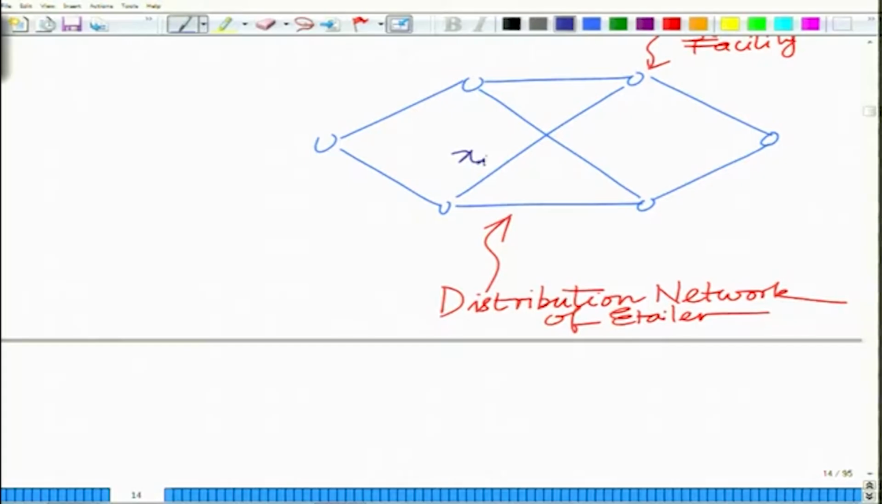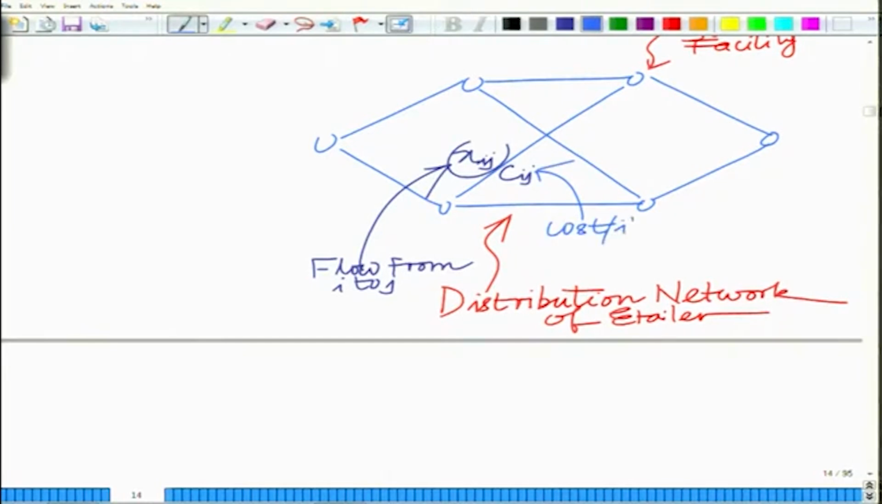So, Xij denotes the flow from hub i, or node i, to node j, and each flow has a cost. Cij is the cost per item of the link or the path between i and j. So, you have Cij, which is the cost per item, and Xij is the number of items that represents the flow between node i and node j. So, this is basically a network of sort facilities or hubs.